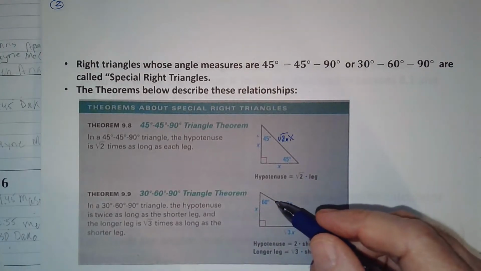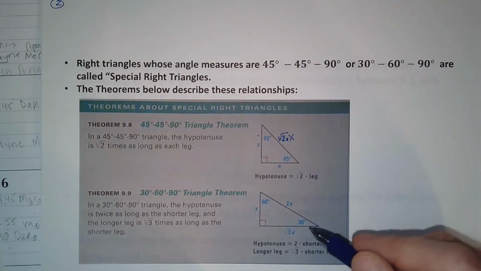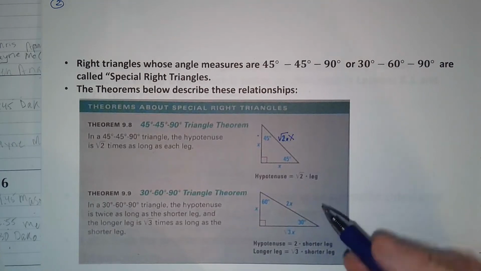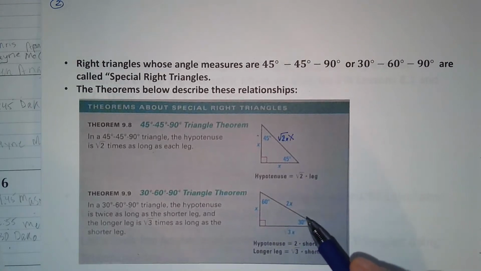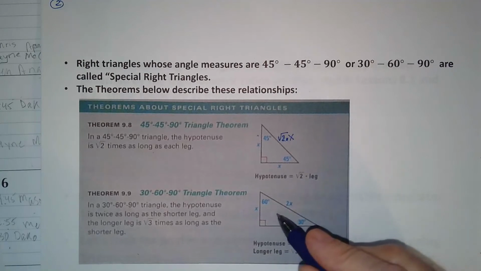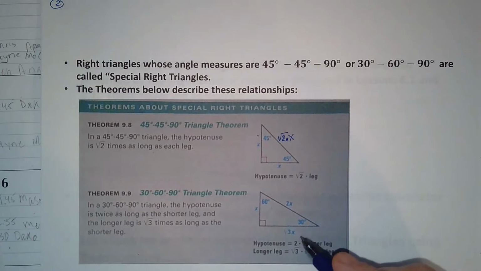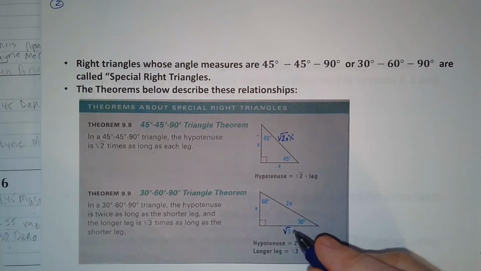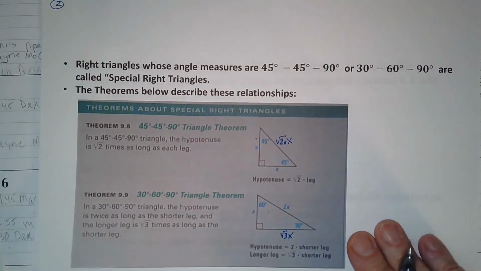The 30-60-90 triangle is as we see here. If you know what the short leg is, x, then your hypotenuse, across from the right angle, is 2 times that value, and the long leg is the square root of 3 times x. So again, this is just review.